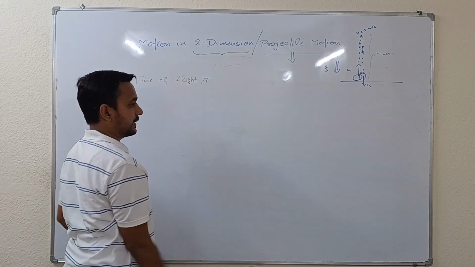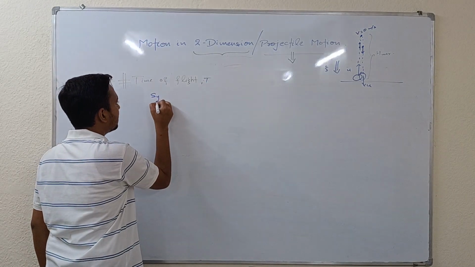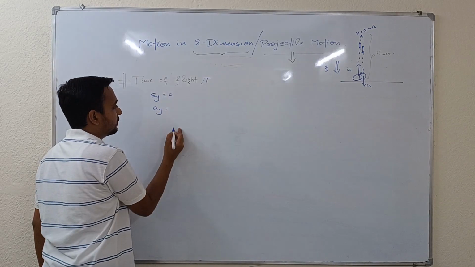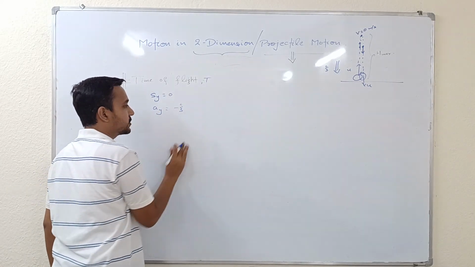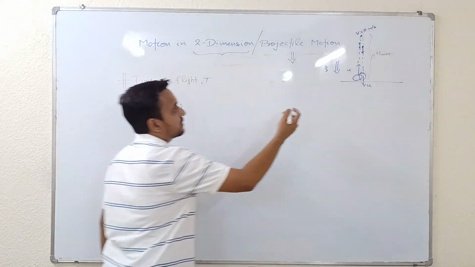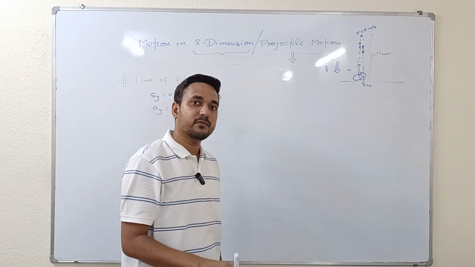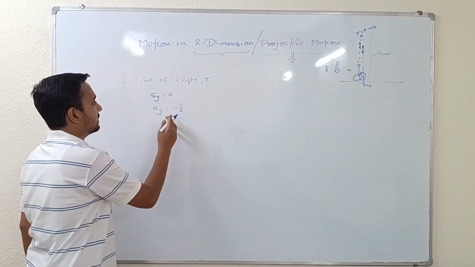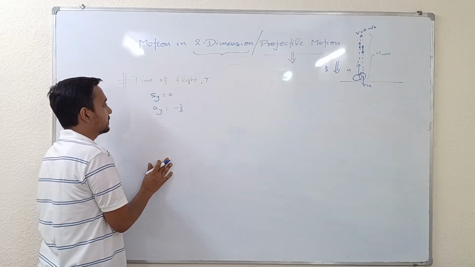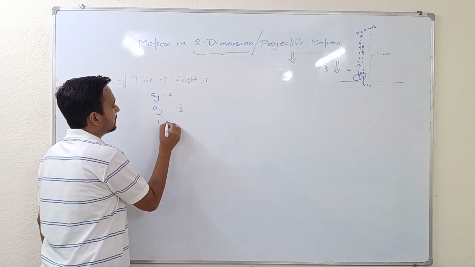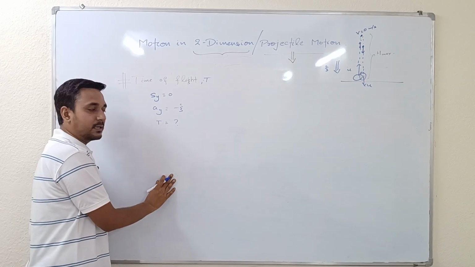this is denoted by T. Here condition was Sy is equal to what? 0. Right? So Ay was what? That is equal to minus g. We have seen that vertical acceleration is always in downward direction, that is what, minus of g, as ay, right? So I have to find out what is the value of time, right?